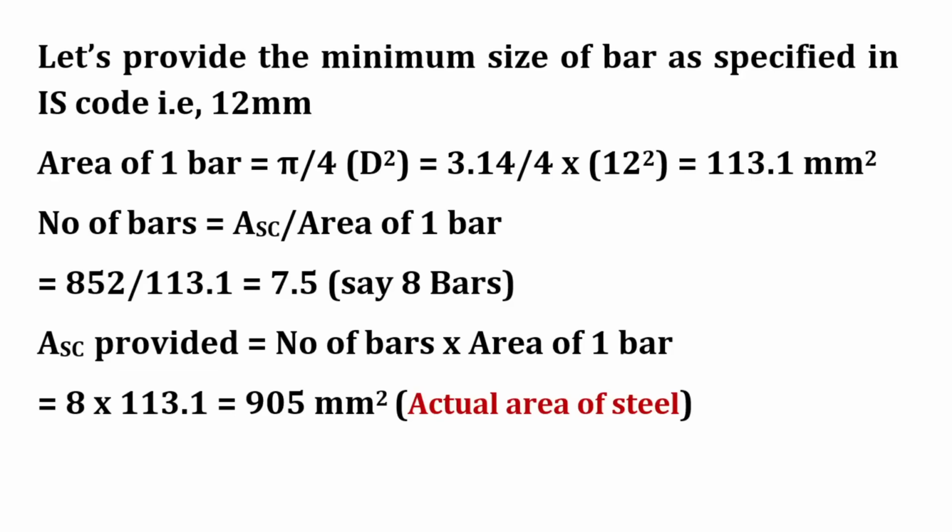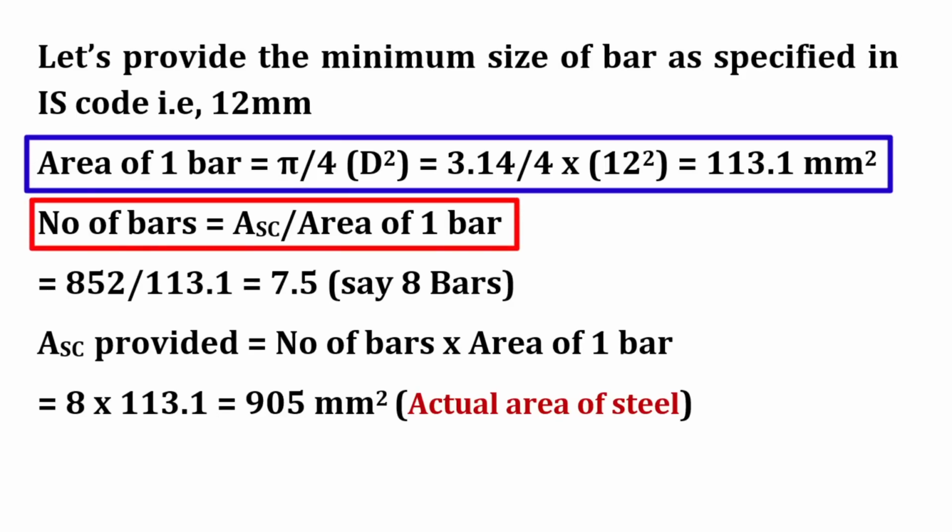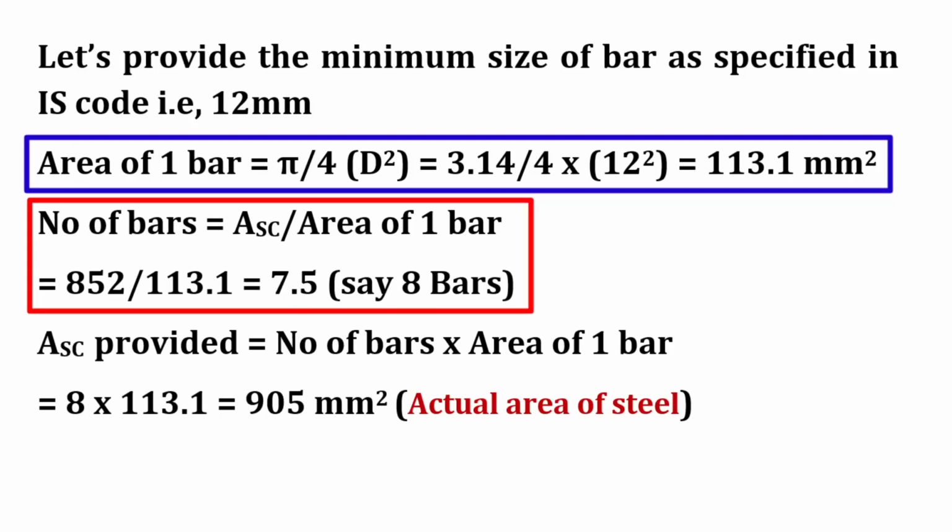Let's provide the minimum size of bar as specified in IS code, that is 12 mm. Area of one bar will be equal to pi by 4 d square, which will be equal to 113.1 mm square. Number of bars will be equal to ASC upon area of one bar. On substituting these values, number of bars will be 7.5, say 8 bars.